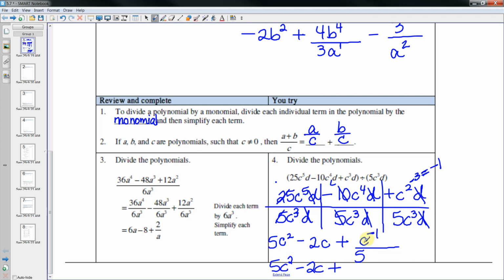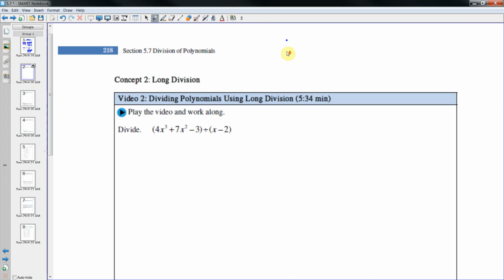Now, c to the negative 1 needs to come down here with the 5. So 5c to the 1. And since I took everything from the top, you need to have a 1 on top. So that's 5c squared minus 2c plus 1 over 5c to the 1. I kind of scrunched that in there. It's kind of hard to see. That is the answer.